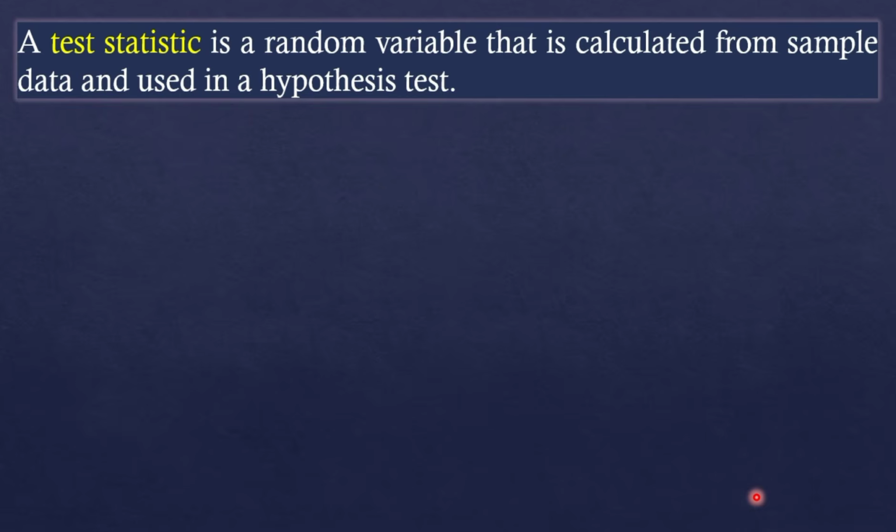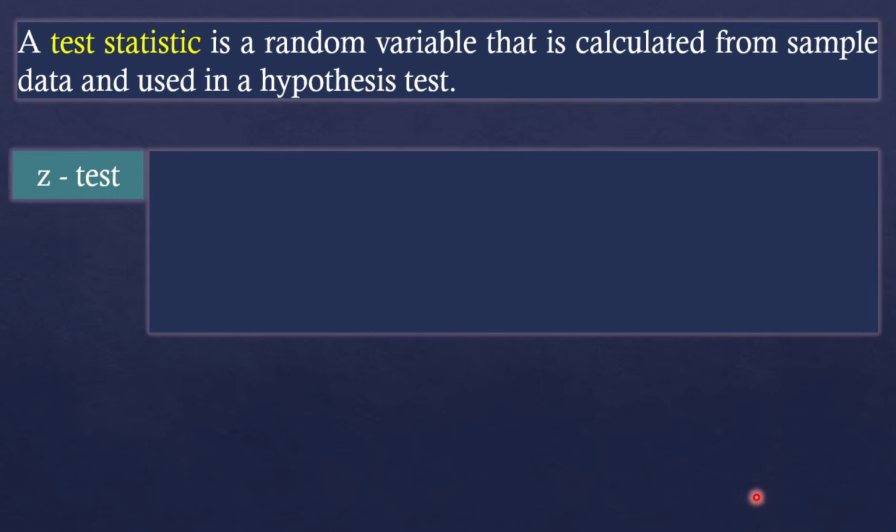So let's define first what is a test statistic. A test statistic is a random variable that is calculated from sample data and used in hypothesis tests. So you can use a test statistic to determine whether to reject or accept the null hypothesis. The test statistic compares your data with what is expected under the null hypothesis. So to identify the test statistic, you must consider whether the population standard deviation or variance is known or unknown. So, use z-test if the population standard deviation is known.